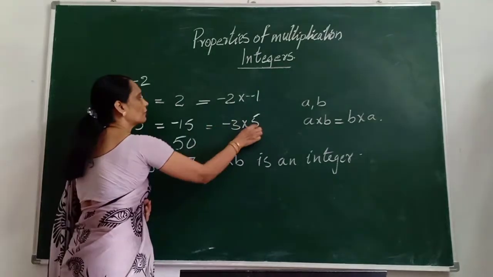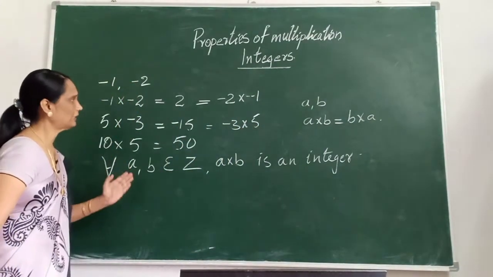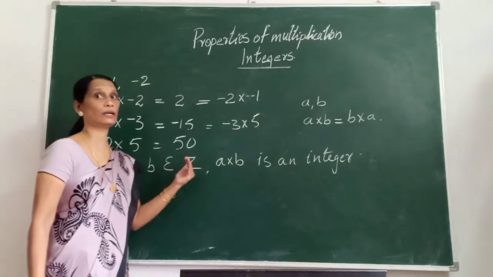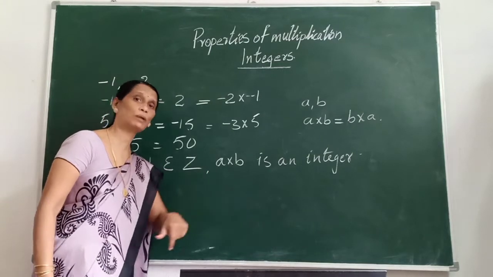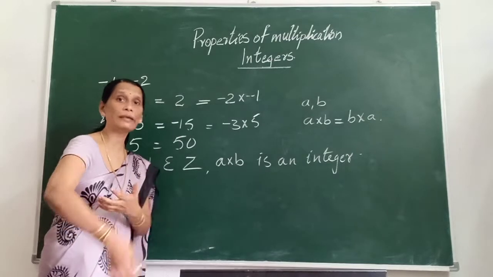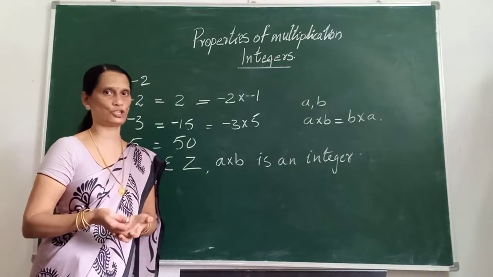Again that is 15. 5 3s are 15, minus 15. So whatever we take, we will get in the same way. In addition, we have also learned that A plus B is equal to B plus A. That means by reversing the order, we are getting the same sum. And we learned that that is commutative property under addition.